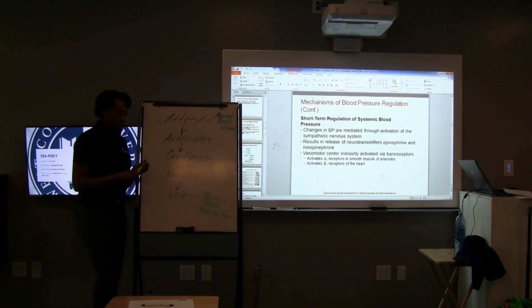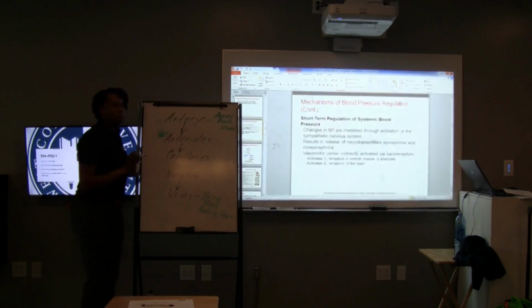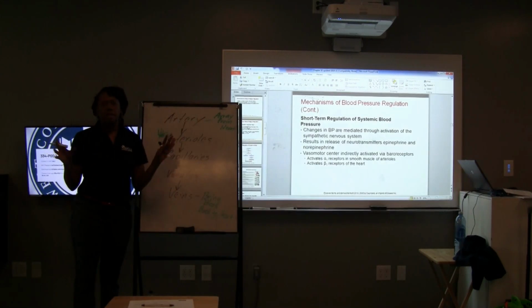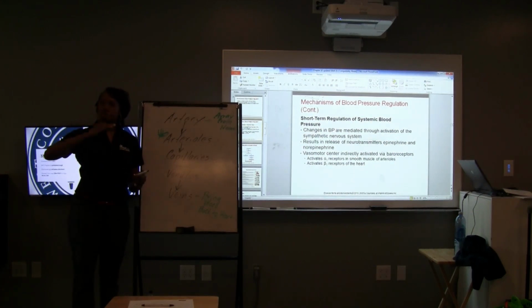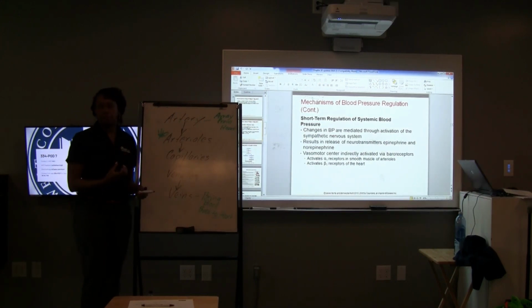Very important to understand this concept because arterioles are very important when we talk about blood pressure regulation. They're the major vessel here. Yes, arteries are important as well, but when we talk about controlling the flow, arterioles are the ones that actually start to control the flow.